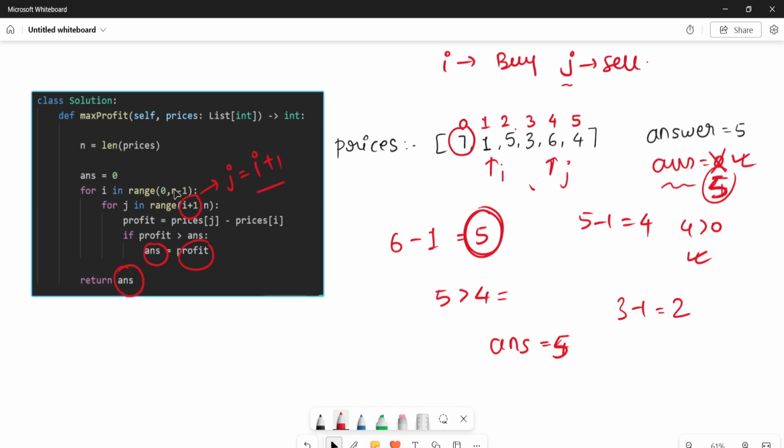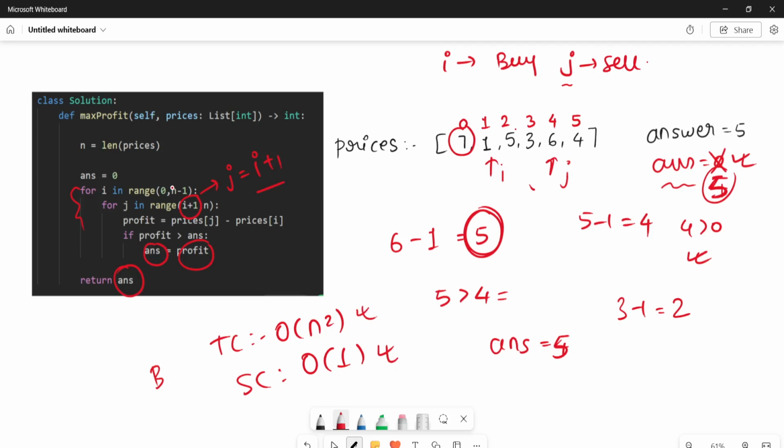But this is good to discuss in an interview. This is a brute force, and you can say that time complexity is O of n square. We have two for loops, and space complexity is O of 1 because we don't have any extra space.